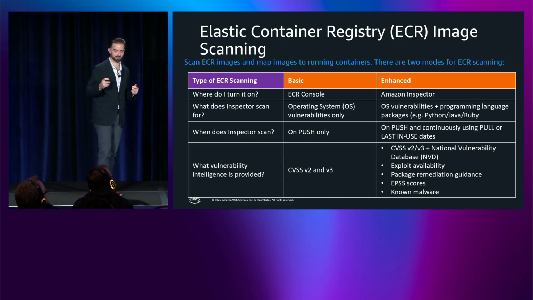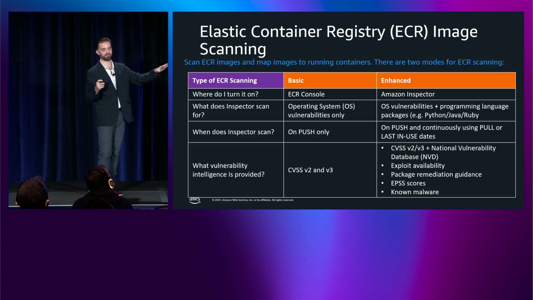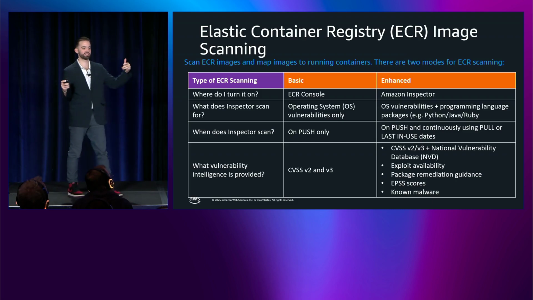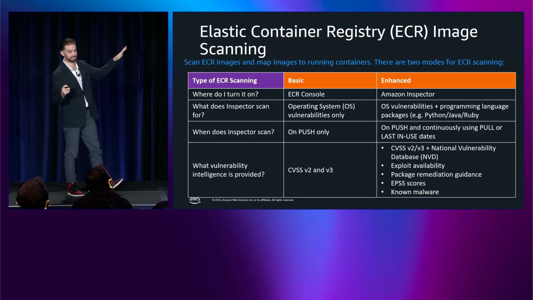Now, enhanced ECR image scanning is basically our Inspector level capability of continuous ECR image scanning. That's going to scan OS vulnerabilities and programming language packages. As a customer, you can configure to scan on push, but you also have the ability to control which images you want to monitor based on their pull or their last in use date.